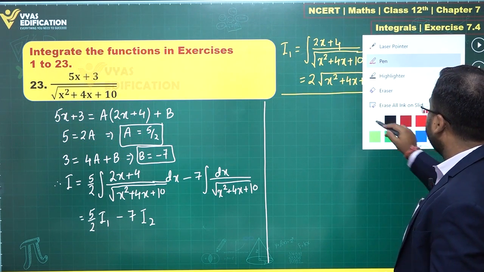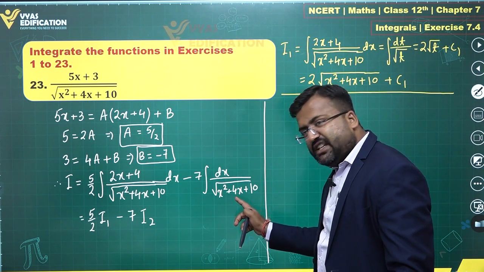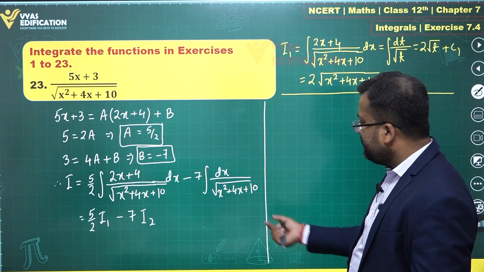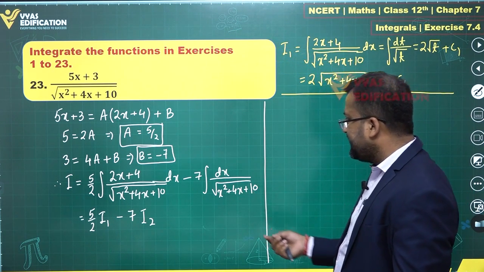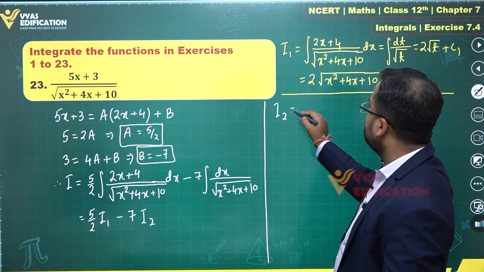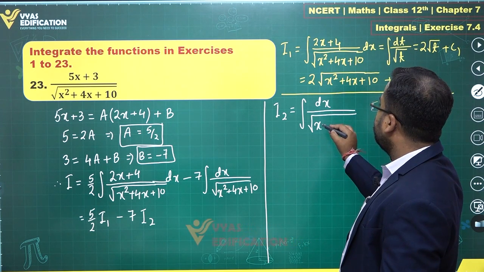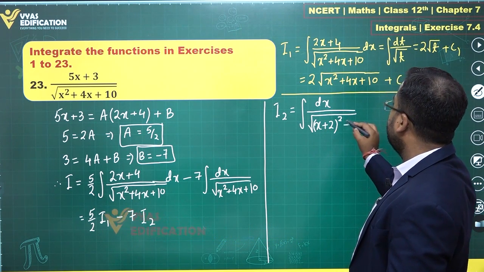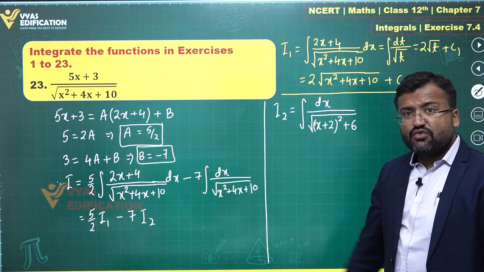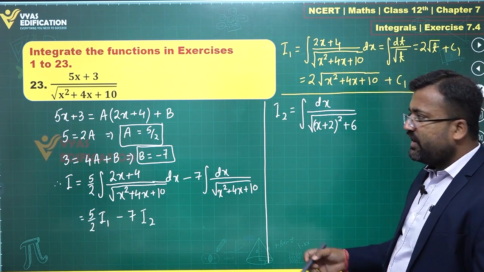Okay, what next? Next we need to solve this one. For solving this, we need to convert this into a perfect square, and this is very easy. This is x plus 2 whole square plus 6, right? So I2 can be easily written as the integral of dx upon under root of x plus 2 whole square plus 6. Do you observe that? Yes, this is what you get. And this is x square plus a square root 6 whole square, right?